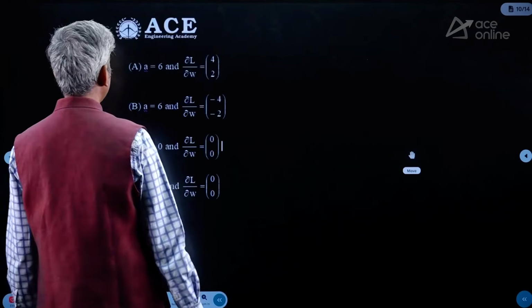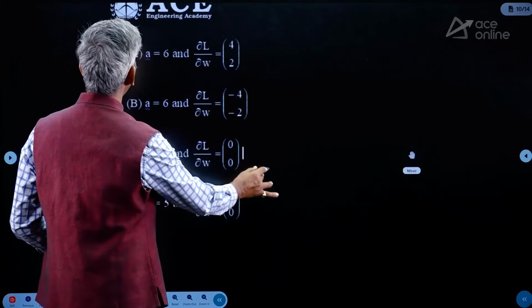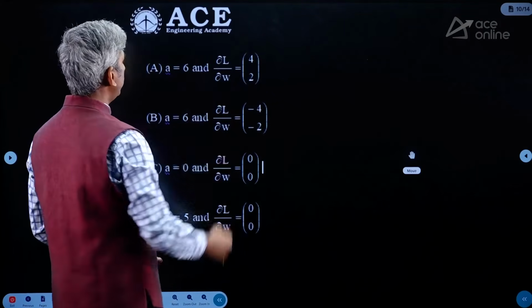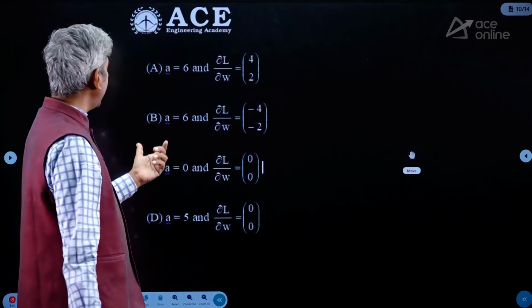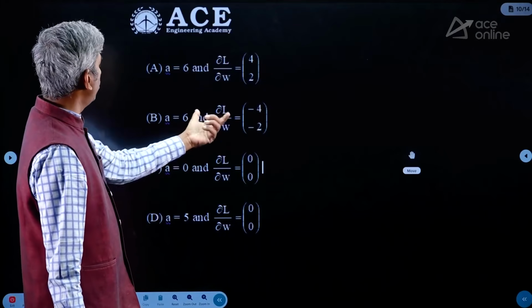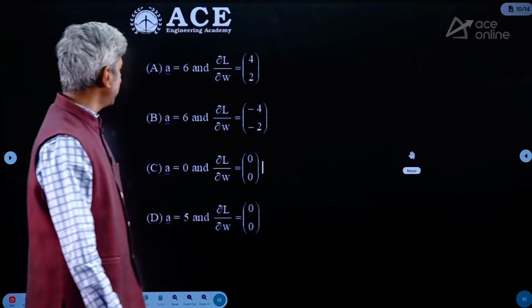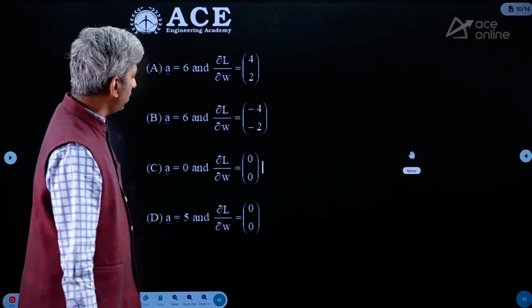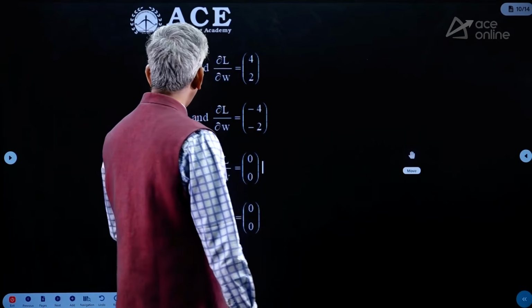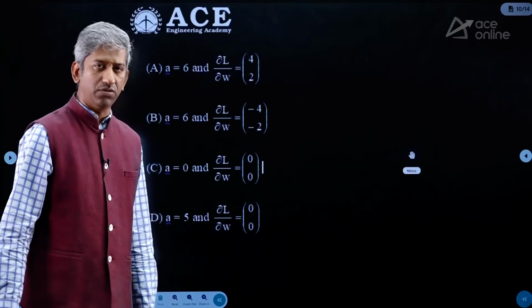So the given options are: option A, A is equal to 6 and dou L by dou W is equal to [4, 2]. Option B, A is equal to 6 and dou L by dou W is equal to [-4, -2]. Option C, A is equal to 0 and dou L by dou W is equal to [0, 0]. And option D, A is equal to 5 and dou L by dou W is equal to [0, 0].